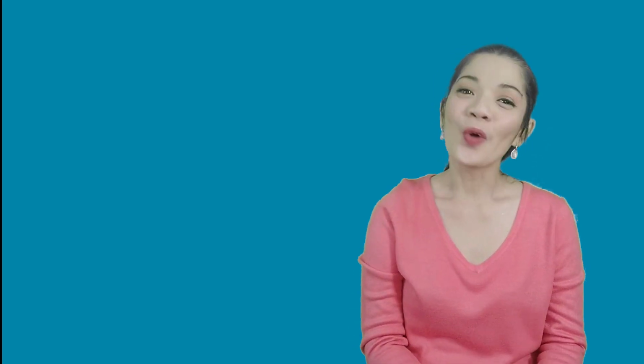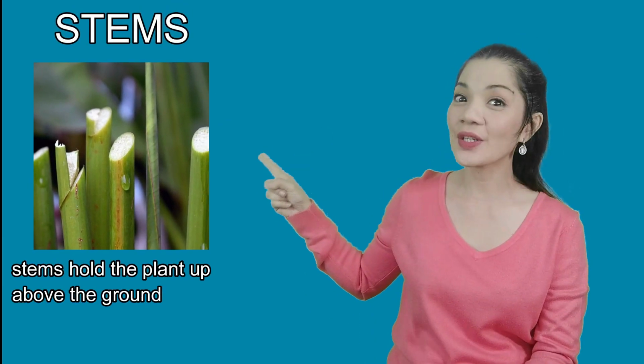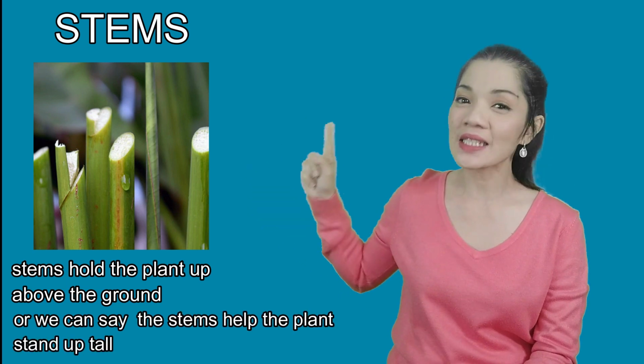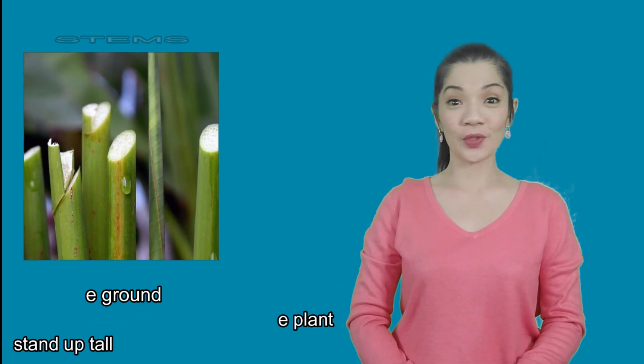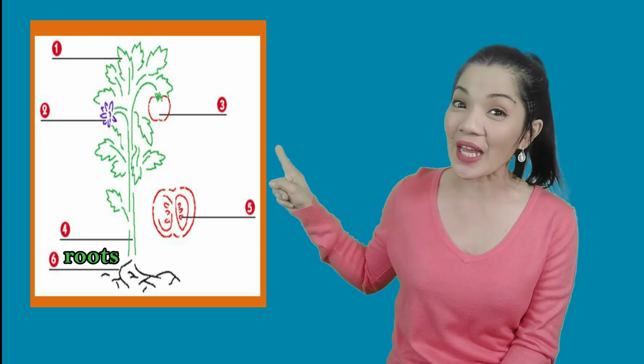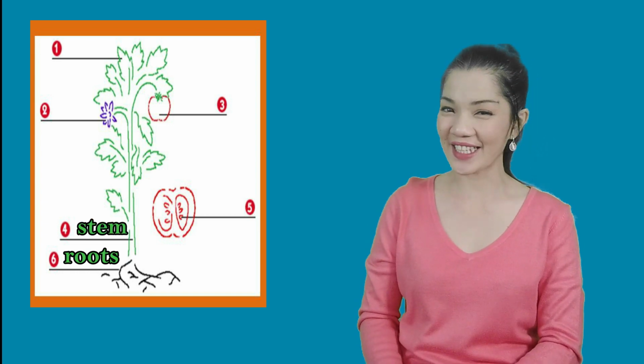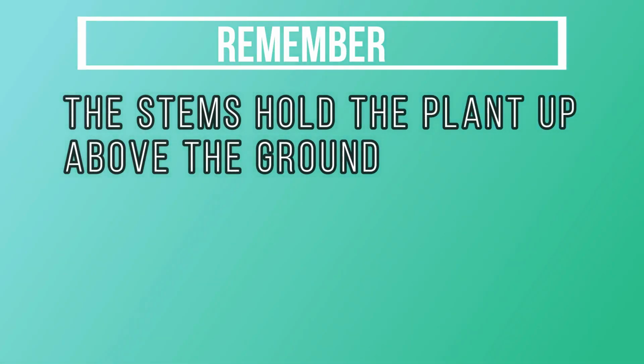Okay, so now we're gonna look at the second part of the plant, which are the stems. Now, the stems hold the plant up above the ground, or we can say the stems help the plant stand up tall. The stems carry water and food through the plants. Now look at the plant. Which part of the plant do you think is the stem? That's right! Good job! Remember, the stems hold the plant up above the ground.